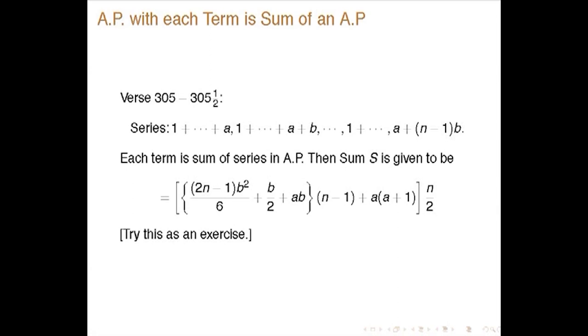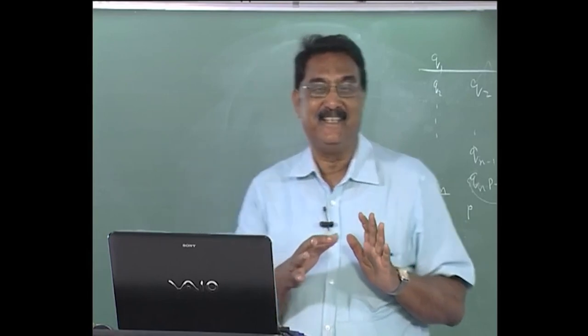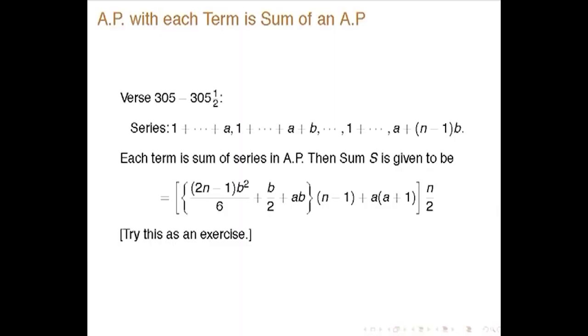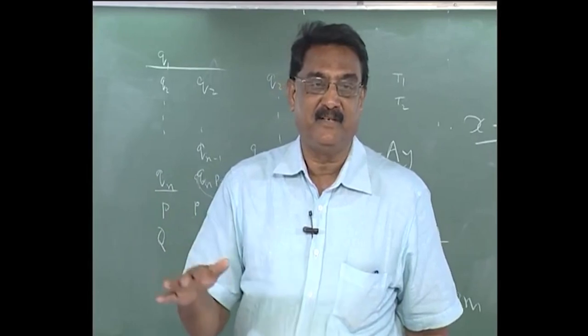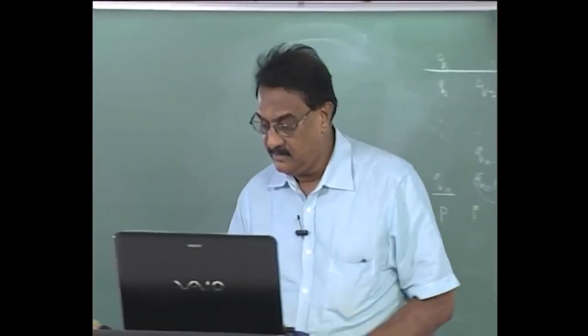Then he also goes to an arithmetic progression in which each term is again a sum of an arithmetic series. So, the series is 1 plus etcetera up to a, the next term is 1 plus etcetera up to a plus b, and the last term is 1 plus etcetera up to a plus (n minus 1) b. So, each term of the series is a sum of a series in arithmetic progression. In fact, this is also a good exercise. You do not need anything except what has been done earlier, on sums and sum of sums and all that. Whatever result you got earlier, you will use.